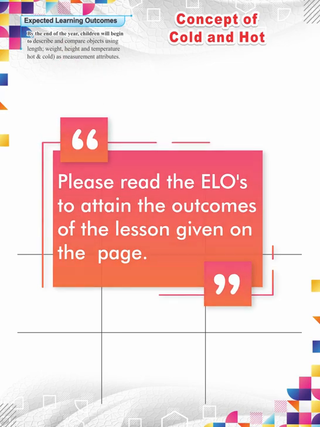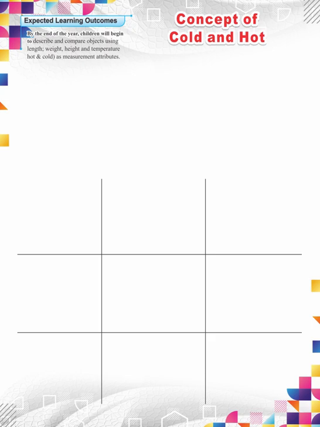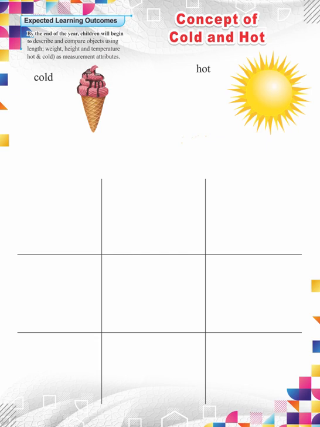Dear students, today we'll learn about the concept of cold and hot. Cold and hot describe the temperature of objects. Some things can be cold in temperature, while some can be hot in temperature. Look at these pictures. In picture 1, the ice cream has cold temperature. In picture 2, the burning sun has hot temperature.